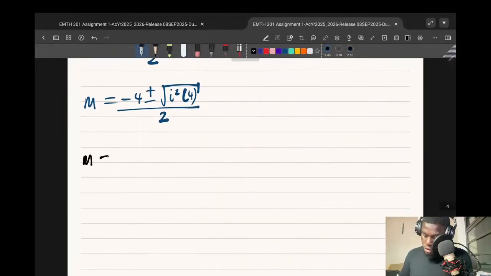m is equal to minus 4 plus or minus. Here, square root of things that are multiplying, you get both of them. So square root of i squared is i. Square root of 4 is 2. So it's going to be 2i or i2, doesn't matter. Then it's all over 2.